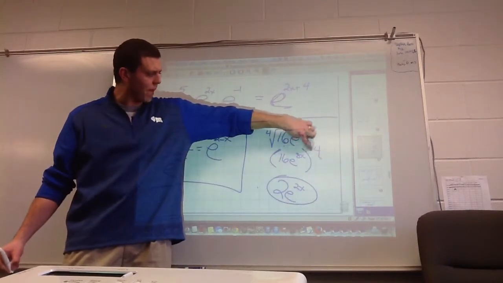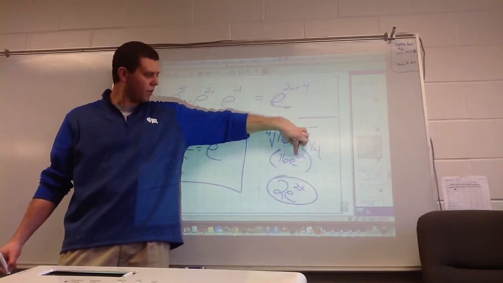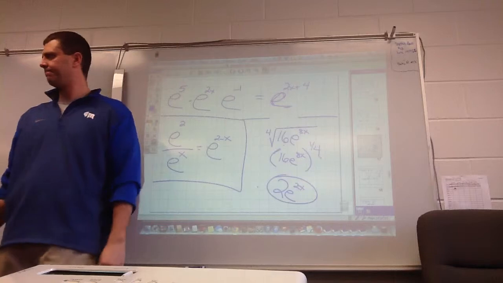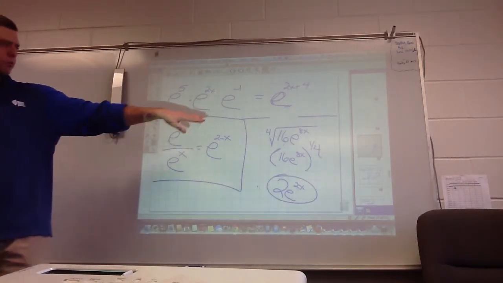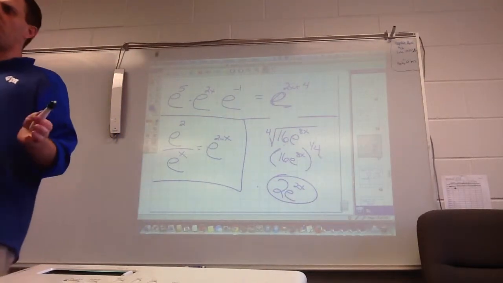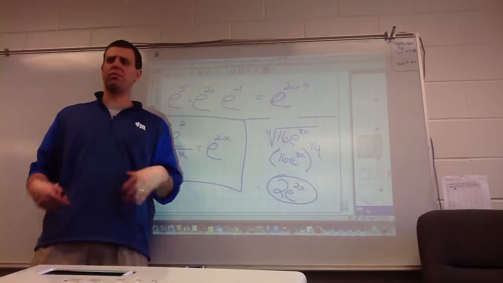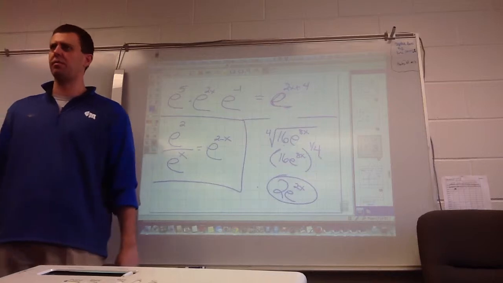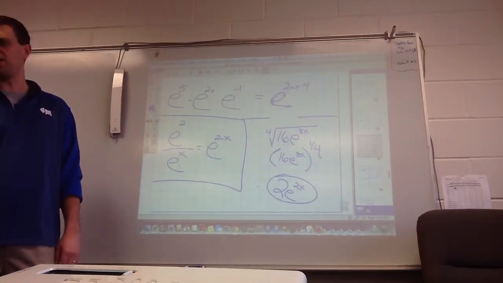When you've got a power to a power, what do you do with the exponents? Multiply. What's 8x times 1/4? 2x. So just because you can't do it in your head doesn't mean you can't use exponent rules to help you figure it out. My point of all this: simplifying with e is just like simplifying with any variable or any other number. E is just like any other number. Any questions so far?